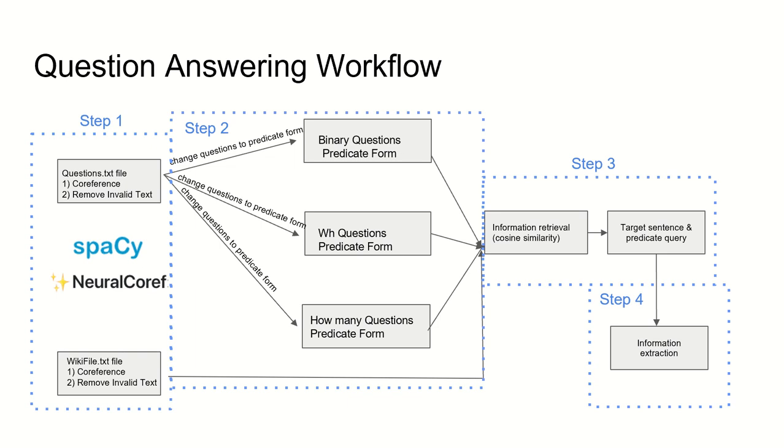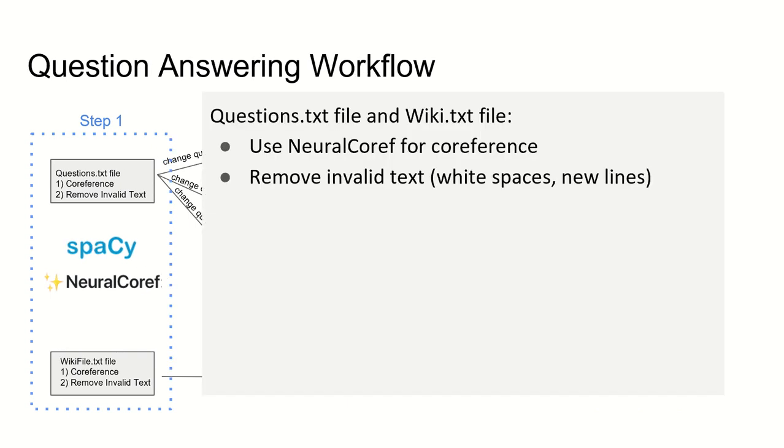Moving on to the question answering part. The entire workflow has 4 steps, but we'll go into details one by one. For step 1, we process the question file and wiki file by doing coreference resolution and removing invalid text, similar to what we did in the question generation part.